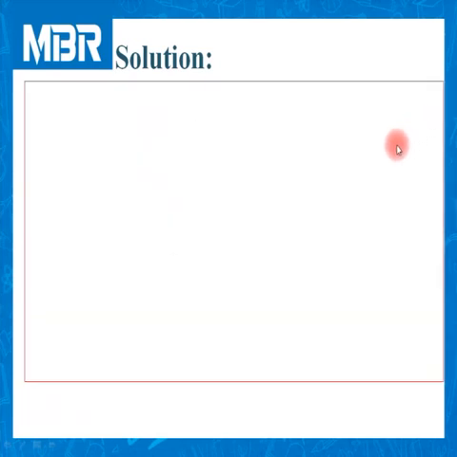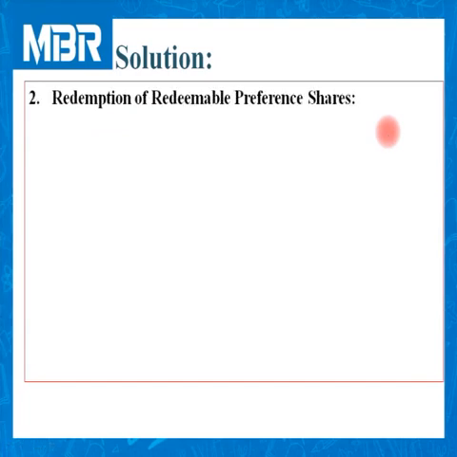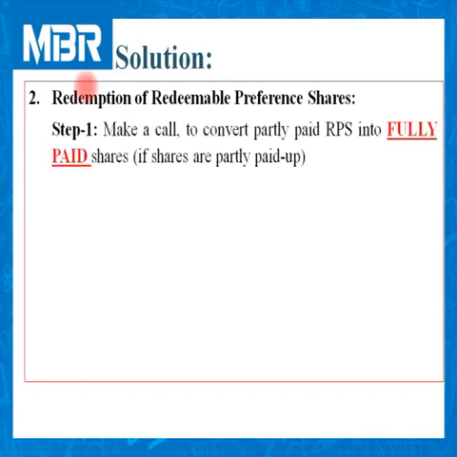Let us move towards the main process of our redemption. Now, the process of redemption is moving according to the steps that we have defined right from the very first question. The first step is to convert partly paid shares into fully paid. As per the provisions of the Act, it is not possible for the company to redeem partly paid shares. So it is compulsory for us to make them fully paid up.